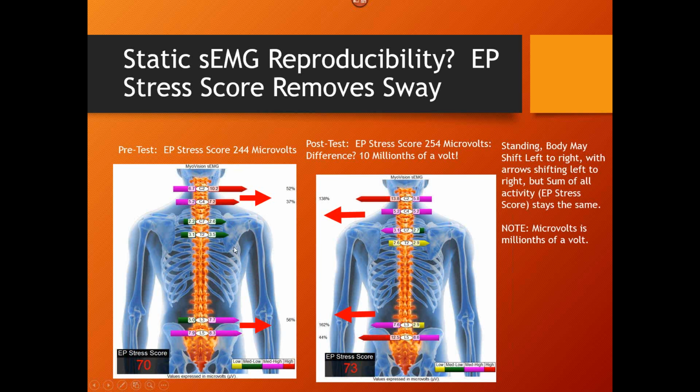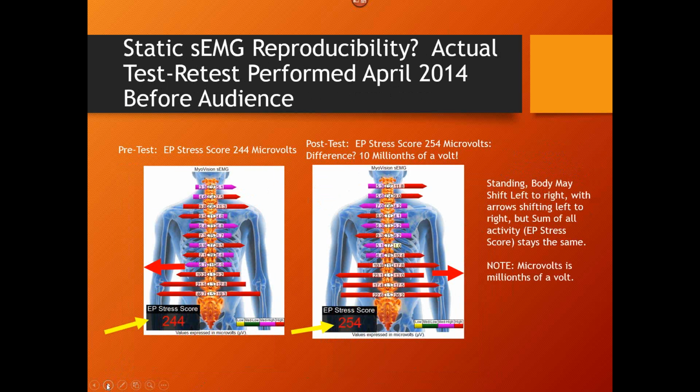But you can see this particular person, we did a pre and post, and you can see it switched sides, but it switched sides by about the same amount. This is 70 millionths of a volt versus 73 millionths of a volt. That's a 3 millionths of a volt difference between these two tests. It's a very common thing to see now, and it really helps with reproducibility because it removes sway.